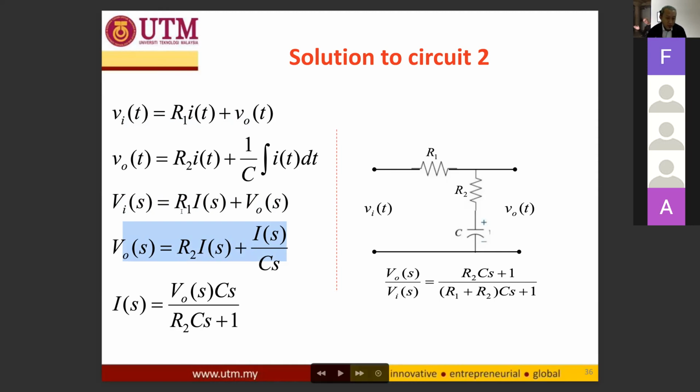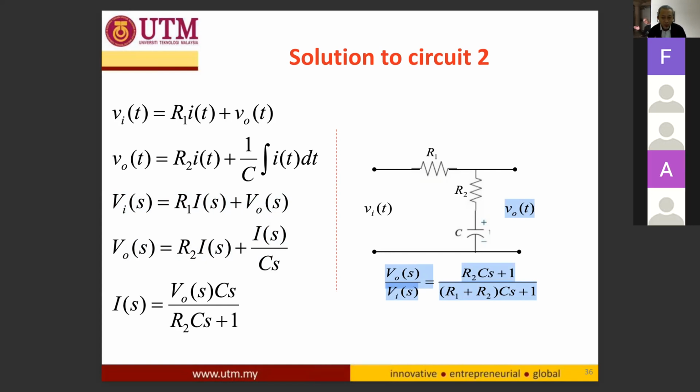Then we rewrite again by factoring this I of S. This I of S and this I of S we factorize. Then we obtain I of S is equal to V naught CS over R2 CS plus 1. Then we use this I inside these equations. So we will obtain V0 over Vi, R2 CS plus 1 over R2.